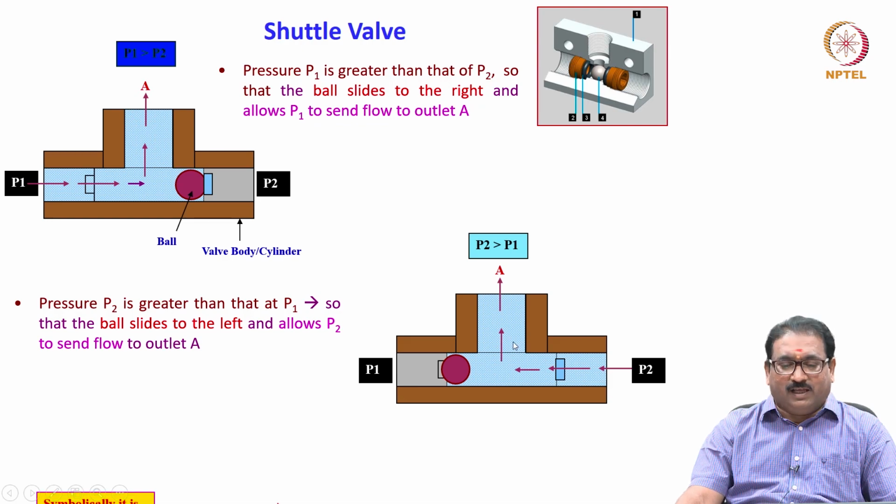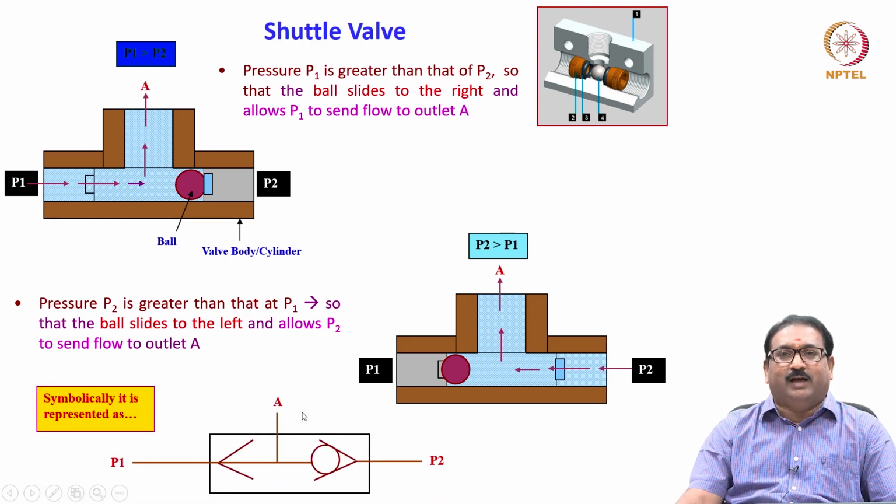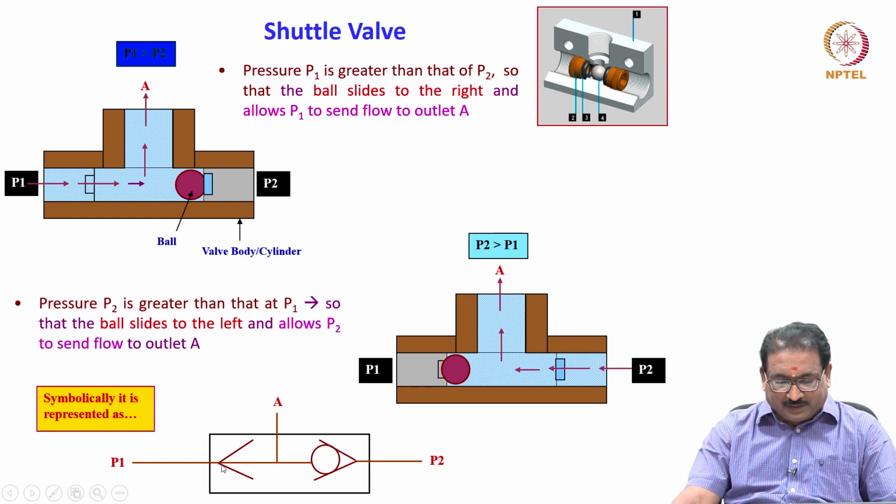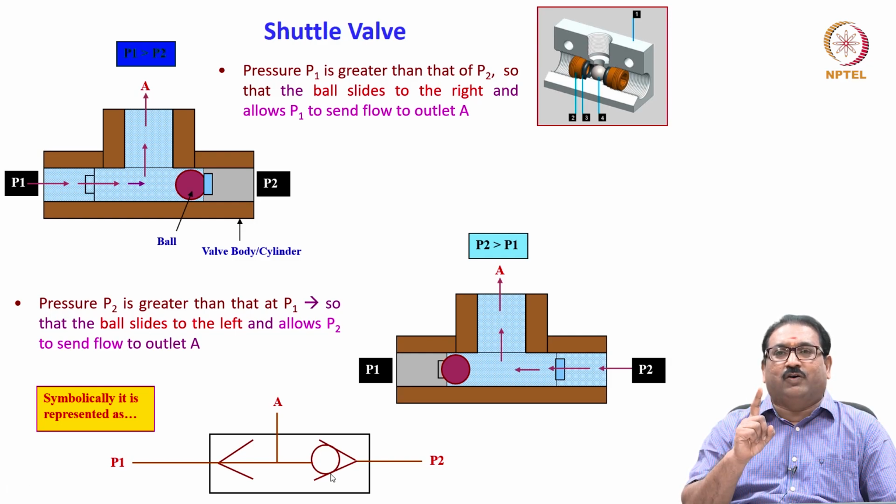This is graphically represented as, see here, the double check valve. See here how to represent a double check valve. Graphical symbols are very important, friends. I am requesting all the students to concentrate on the symbols. This is a double check valve, P1, P2 and A. This numbering is also very important. These are engraved on the valve body.